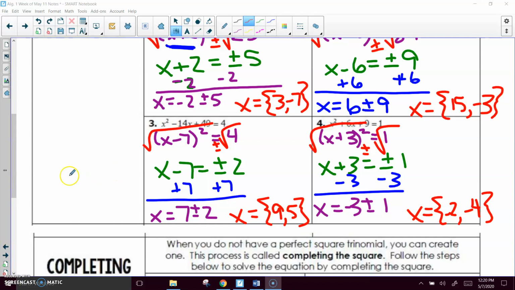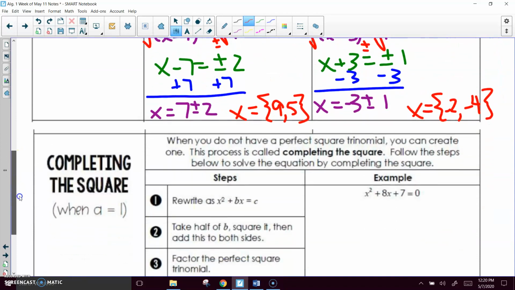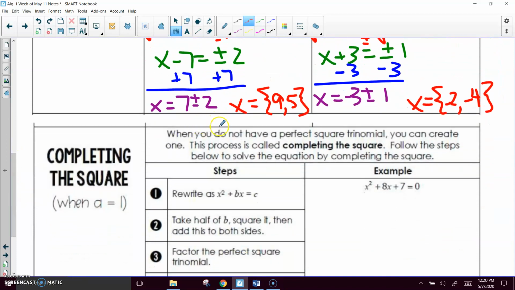These 4 examples that we did up above all had perfect squares on the left-hand side of the equal sign. Unfortunately, that isn't always the case. So when you do not have a perfect square trinomial, you can create one. This process is called completing the square. So if you don't have one, you can make one. Follow the steps below to solve the equation by completing the square.